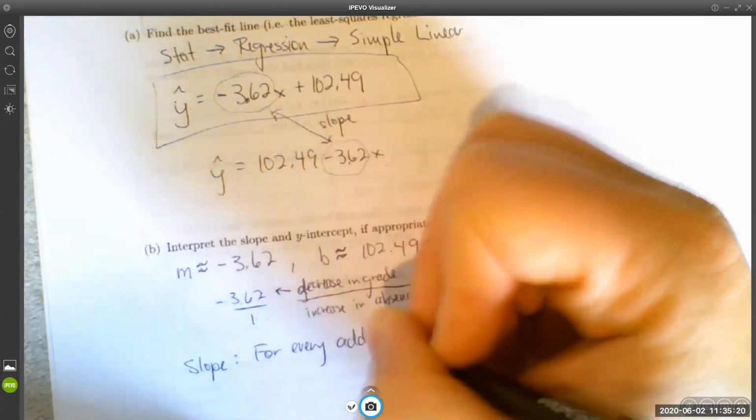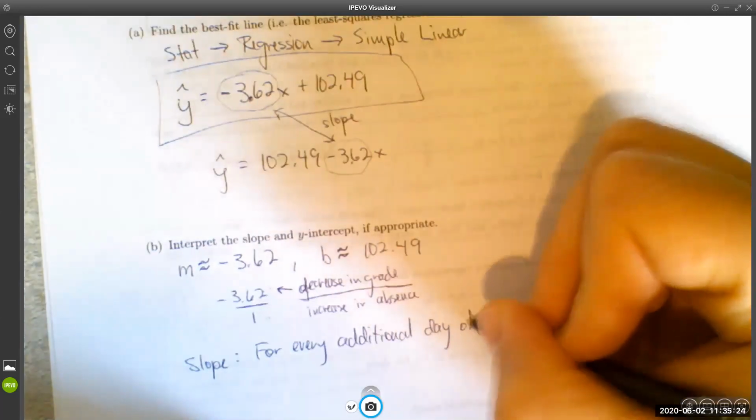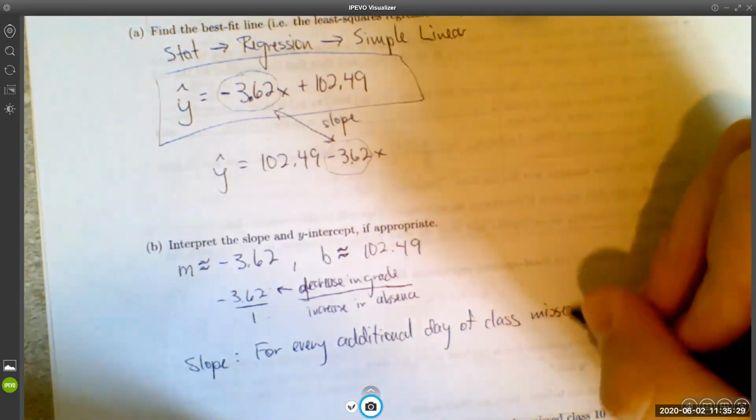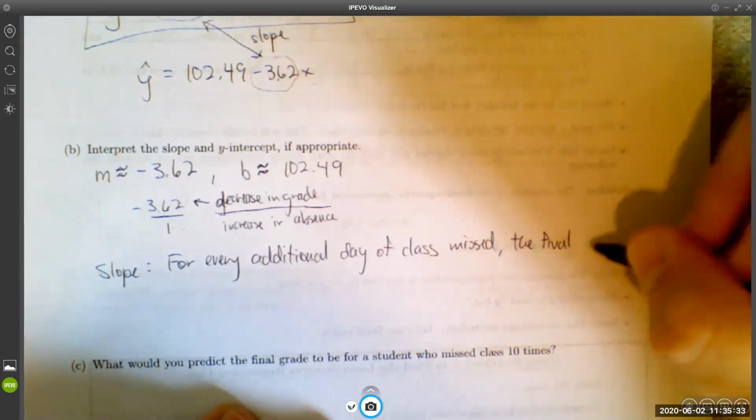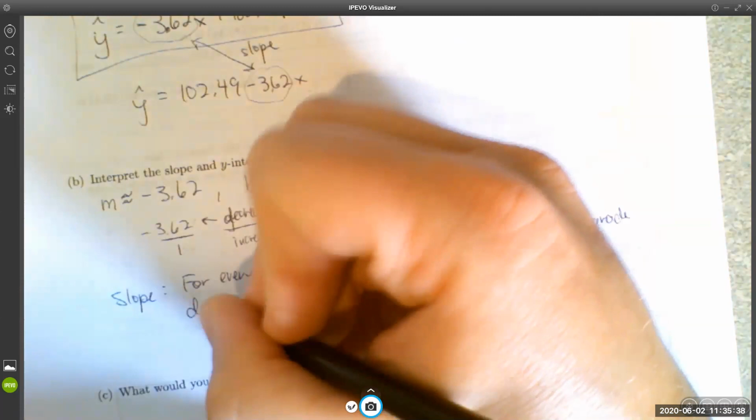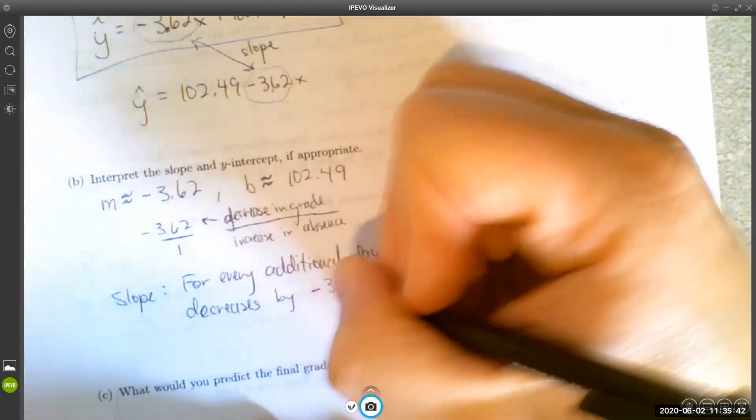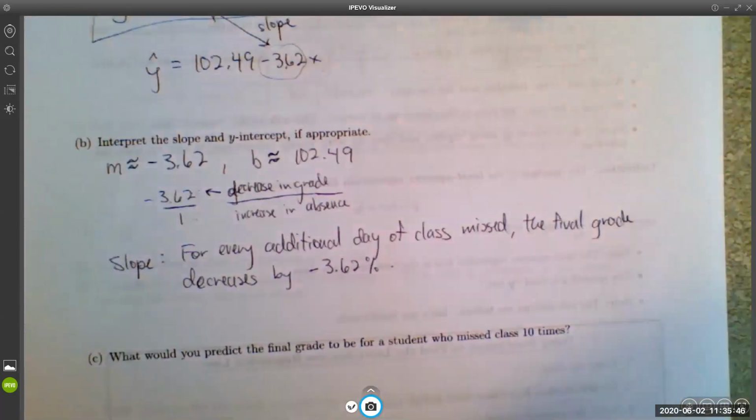So as far as the slope is concerned, for every additional day of class missed, the final grade decreases by 3.62%. Okay? So there's the slope.